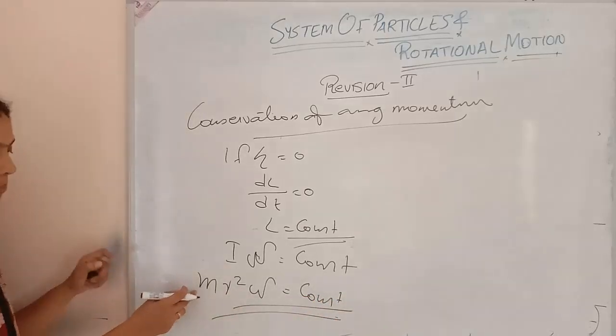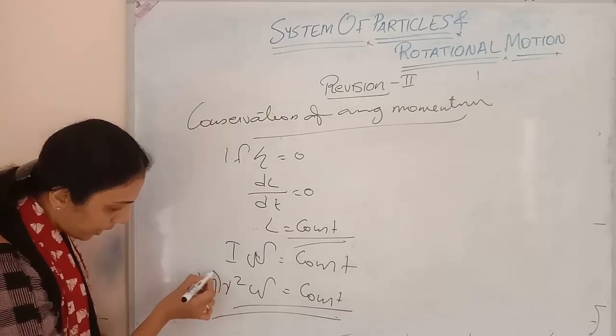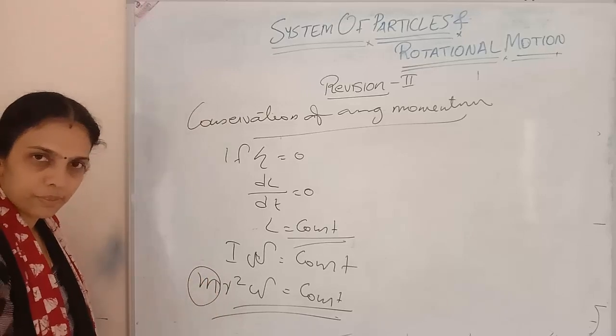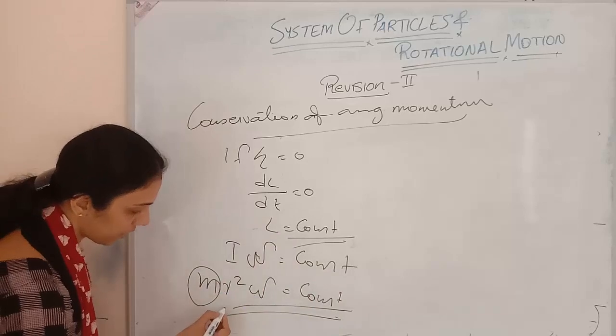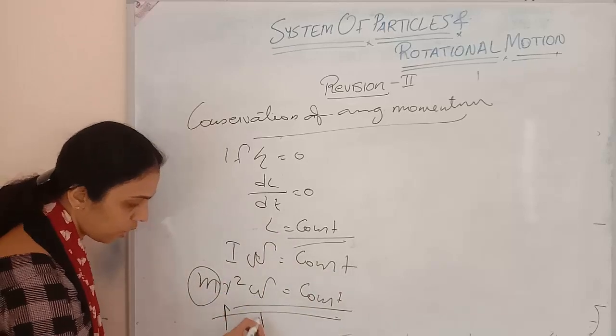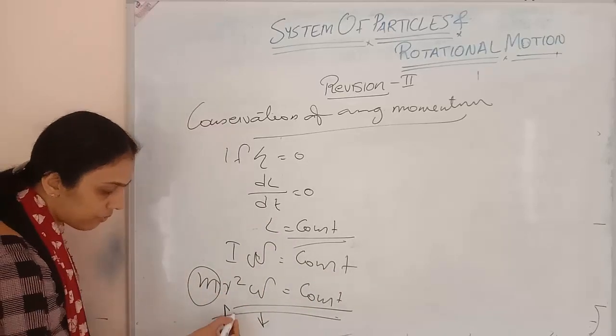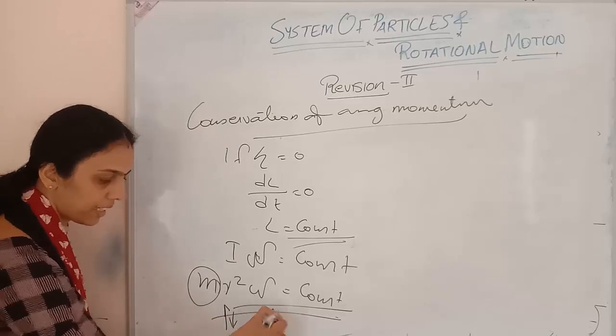Okay, so at this point we can write, for a rigid body, M is a constant. So r square omega is a constant. What is the meaning of that? If r increases, omega will decrease. If r decreases, omega will increase.